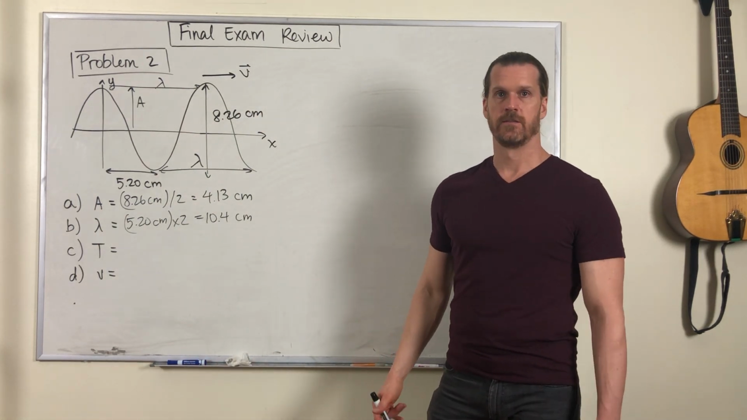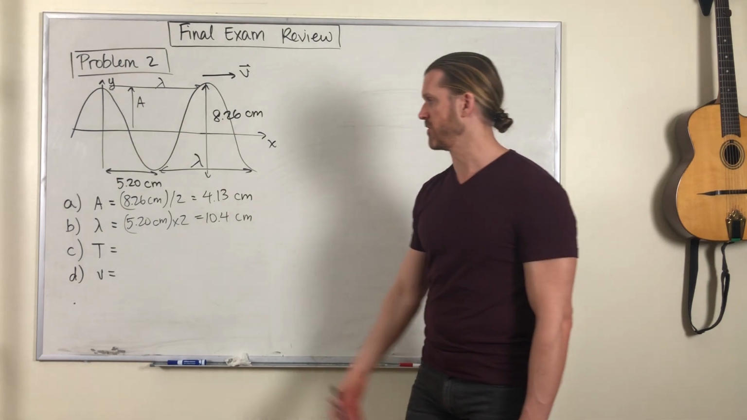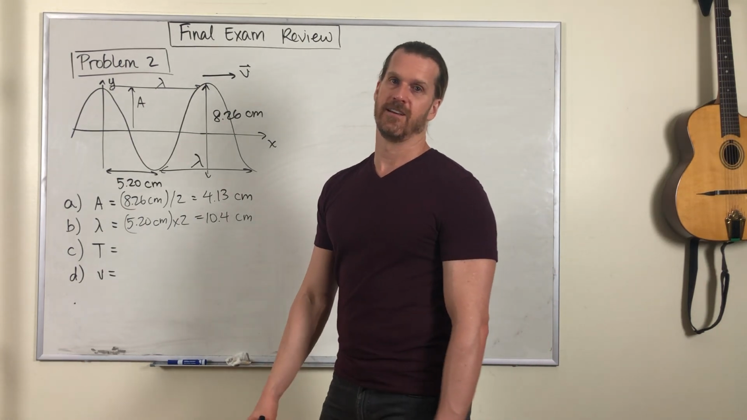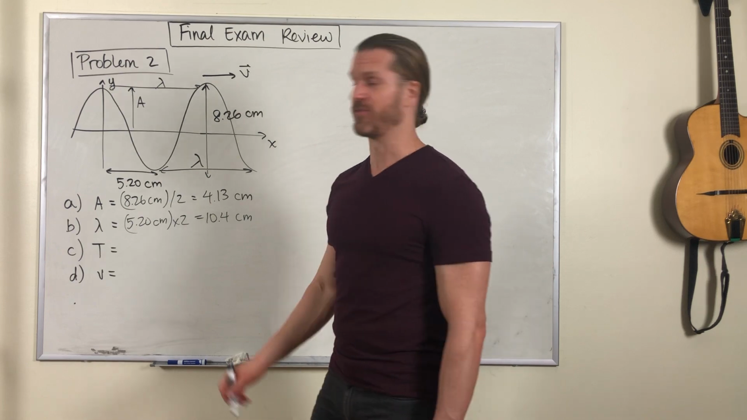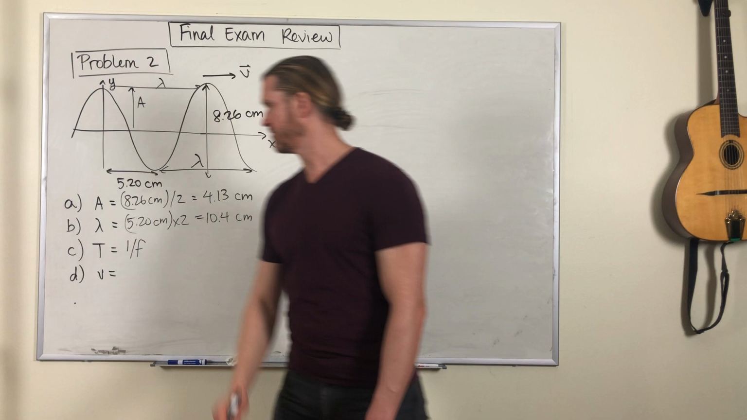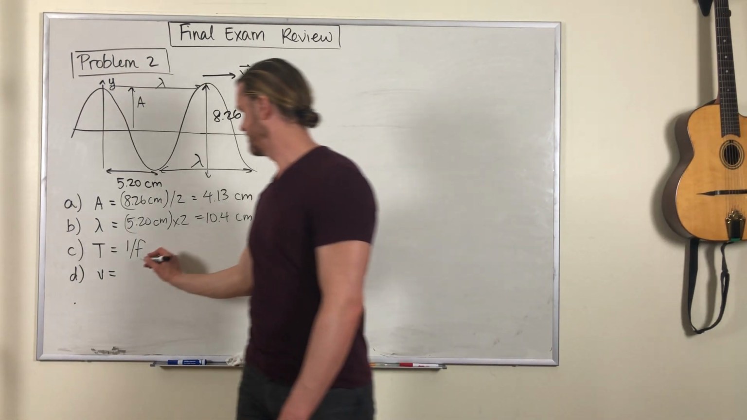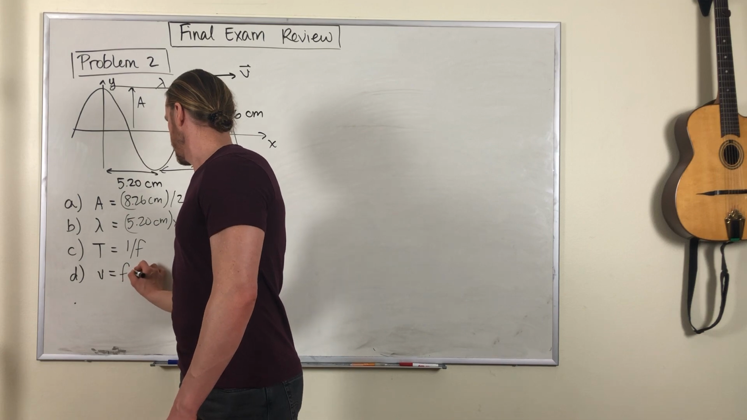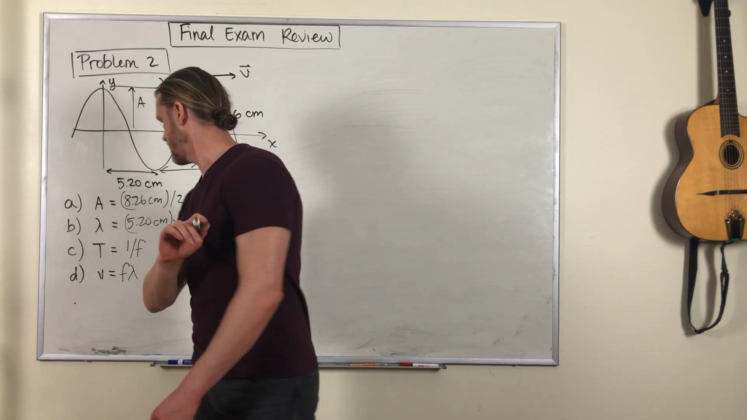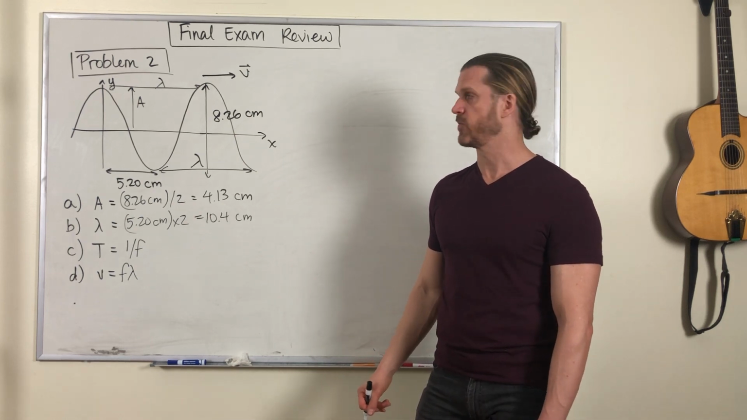Now, period. They give you a number for frequency. I think everyone has a different number, so I'm not going to write it down. And the period is just 1 over the frequency, 1 divided by f. And the speed of the wave. All waves obey this equation. Speed is f times lambda, frequency times wavelength.